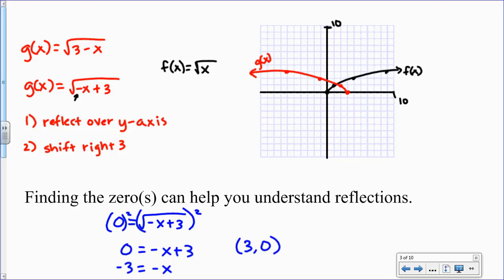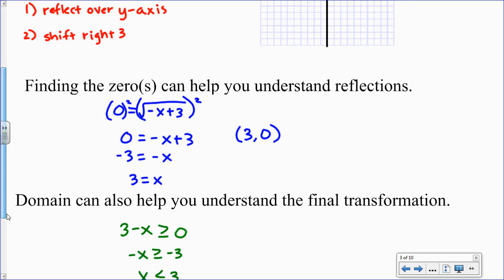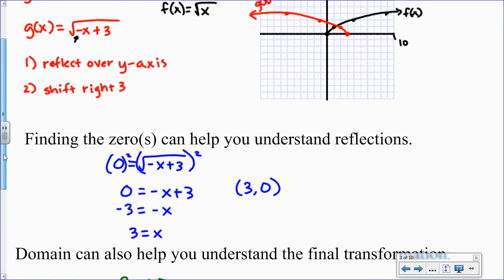Yes? For the domain, my picture is negative x plus 3 squared. Whenever we find domain of square roots, we always start with setting what's underneath greater than or equal to 0. Right, so why didn't you do negative x plus 3? It would have been the same thing. I could have. I just started from the original. Yeah. Okay?